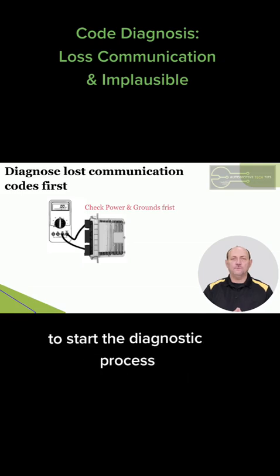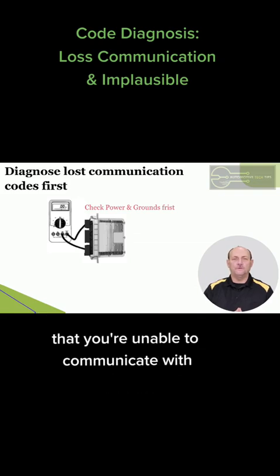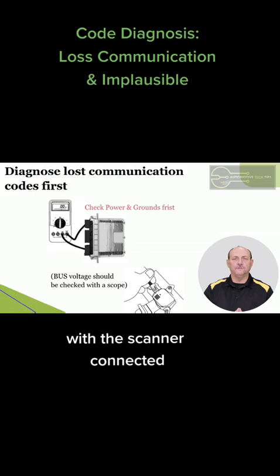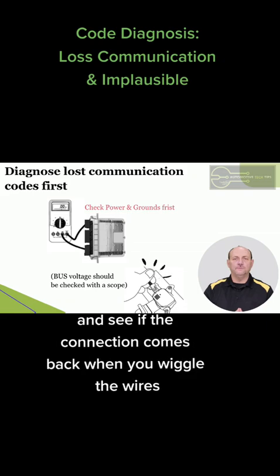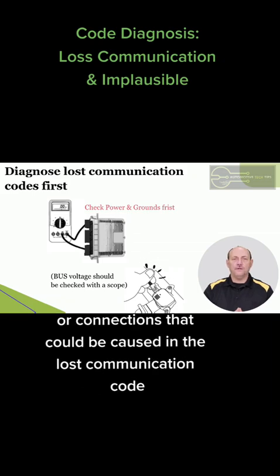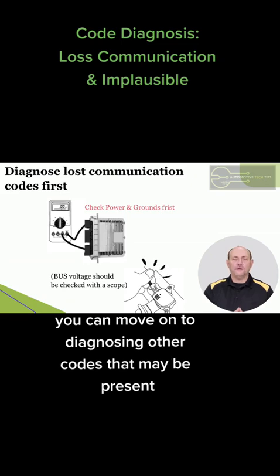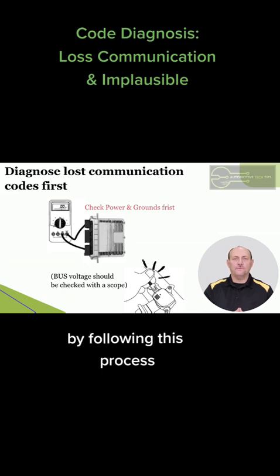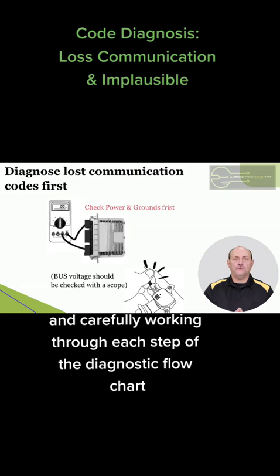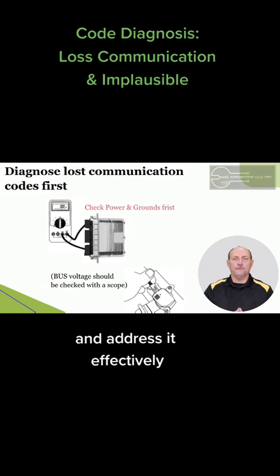To start the diagnostic process, I recommend checking for powers and grounds to each module that you're unable to communicate with. With the scanner connected, you can wiggle the harnesses and see if the connection comes back when you wiggle the wires. By doing so, you may be able to identify any issues with the wiring or connections that could be causing the lost communication code. Once you've ruled out issues with the wiring or connections, you can move on to diagnosing other codes that may be present. By following this process and carefully working through each step of the diagnostic flow chart, you'll be able to pinpoint the root cause of the issue and address it effectively.